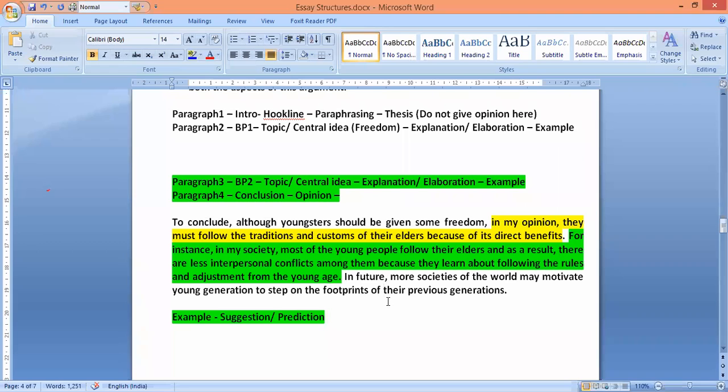And we have to give examples in BP1 and BP2 also. Definitely, that's the structure of every BP. You have to write the central idea, you need to explain it, and you need to give an example.